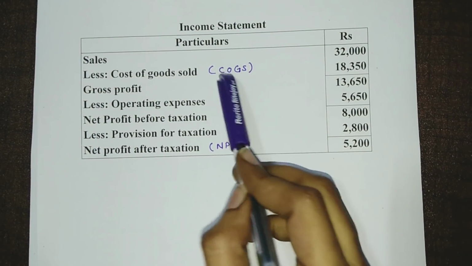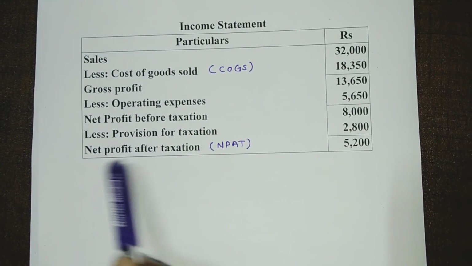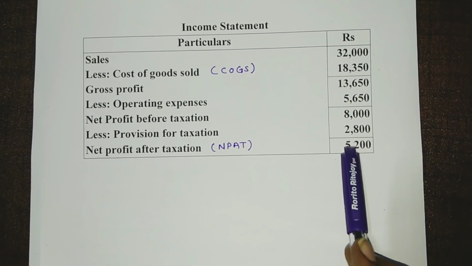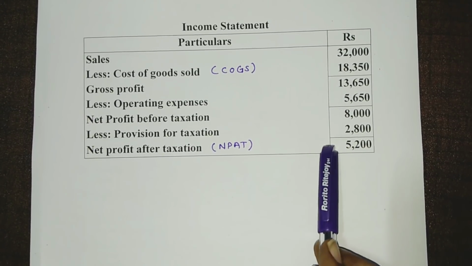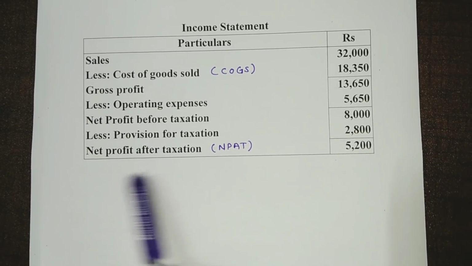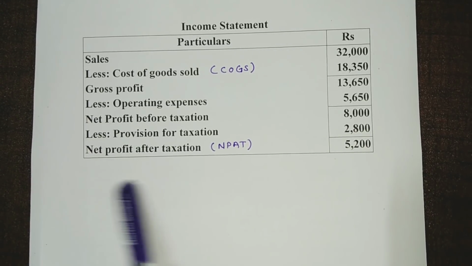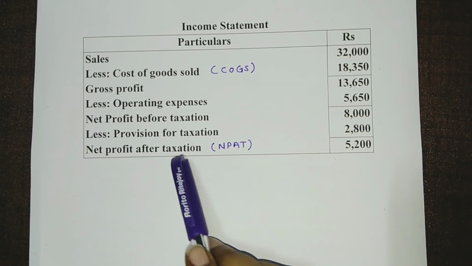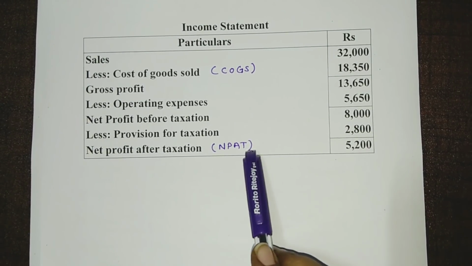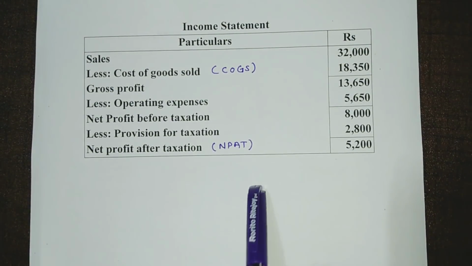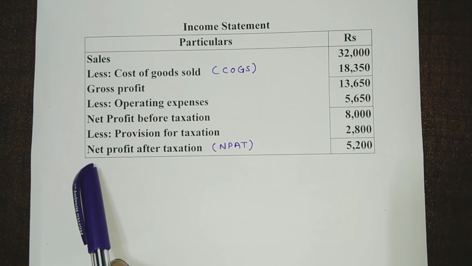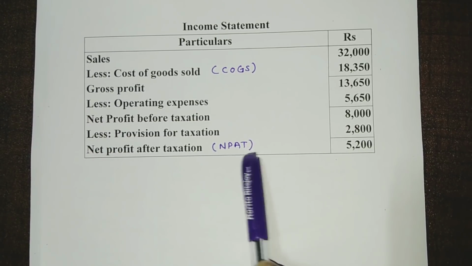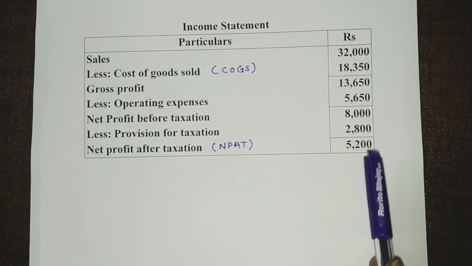Gross profit at the start you can find out. The net profit will always be the last line of your income statement. Only in case of sums based on adjustments, it will not have this. This you have to compute in those sums. But in almost 60 to 70% cases, go to the income statement, just find out the last line. If they have written net profit after taxation, that is your net profit after tax. This amount you have to put up.